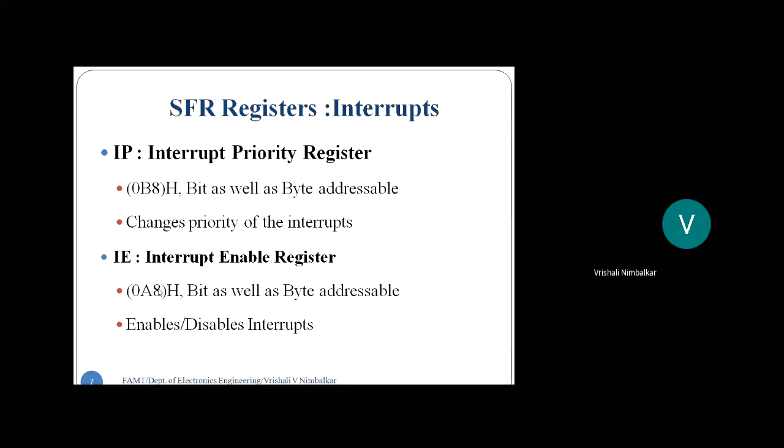And IE, it is going to enable and disable the interrupts. Right? Now see here, students, whenever we reset microcontroller or whenever we power on microcontroller, all the interrupts are disabled. Correct? Not in use. We need to write IE control word, interrupt enable control word, to enable the interrupts and then use them. Correct? So IE is meant for enabling and disabling the interrupts. And by default, all the interrupts are disabled. Correct? Now, IE and IP both are bit as well as byte accessible.